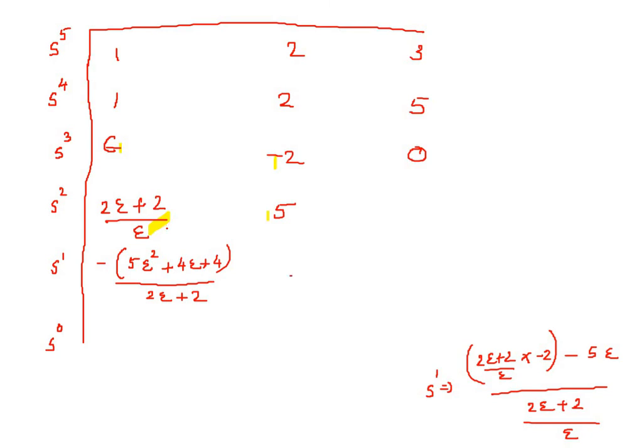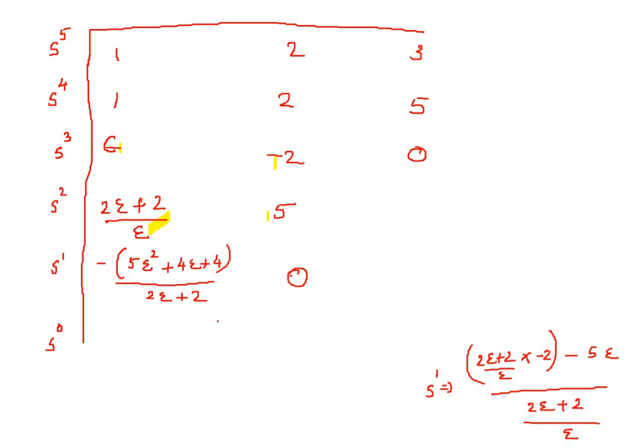And the next element, corresponding to this one, we have 2 epsilon plus 2 into epsilon into 0 minus epsilon into here also 0. So this element will be 0, because it is 2 epsilon plus 2 by epsilon into 0 minus epsilon into, here there is no element, that means the value here is 0. So the next element will automatically be 0.